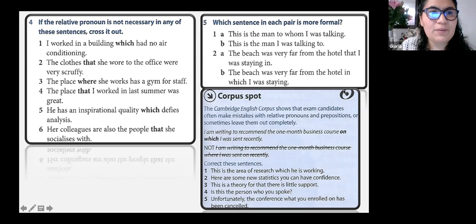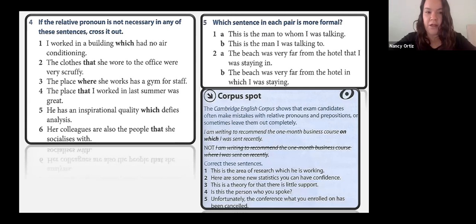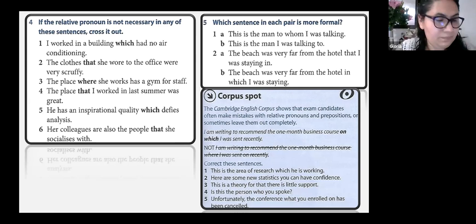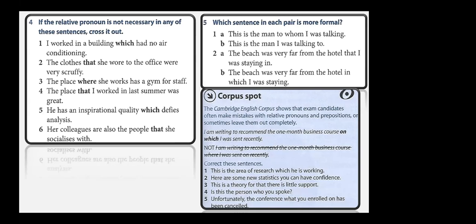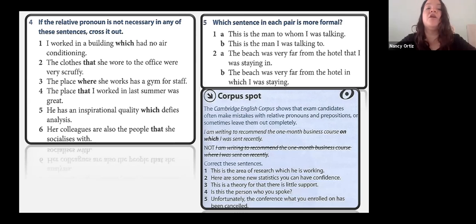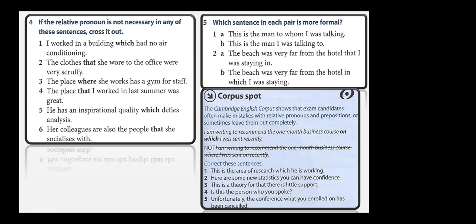Okay, number one, I worked in a building which had no air conditioning. I didn't cross it out. Okay, so it means it is necessary, correct. Okay, number two. The clothes she wore to the office were very scruffy. I crossed the word that. You crossed the word that, correct. It's not needed. We still understand. Okay, number three.